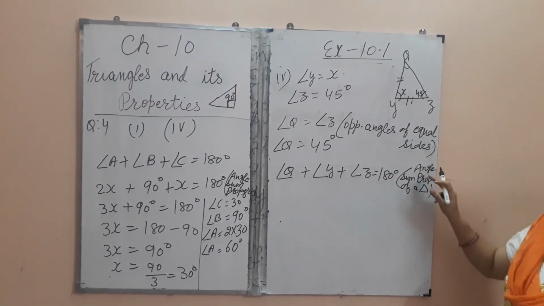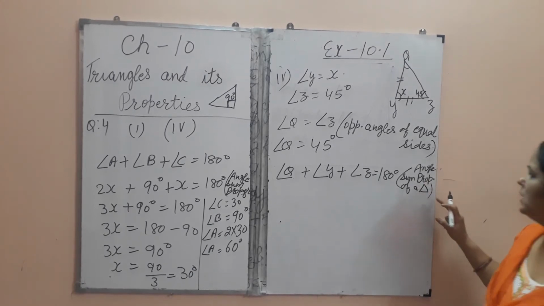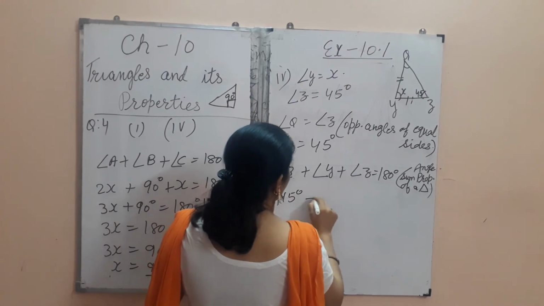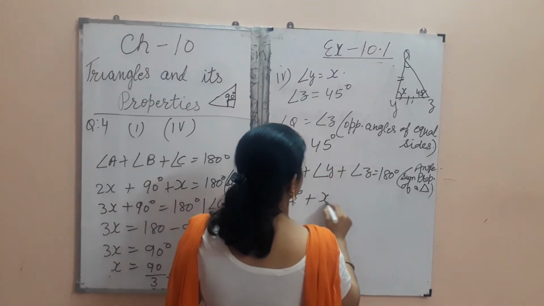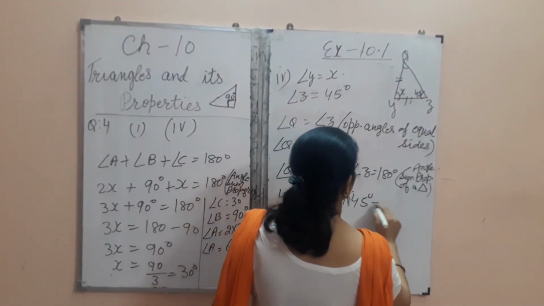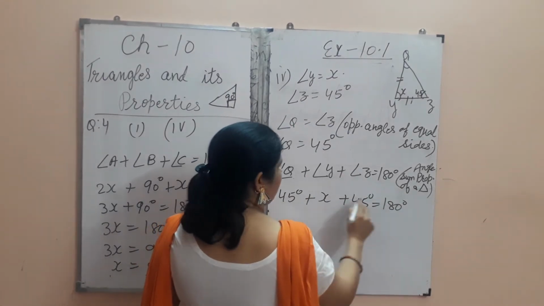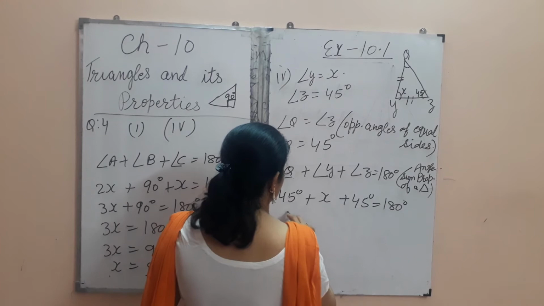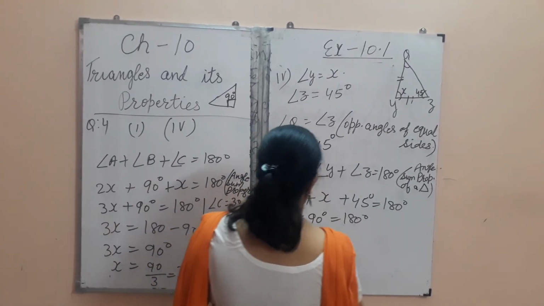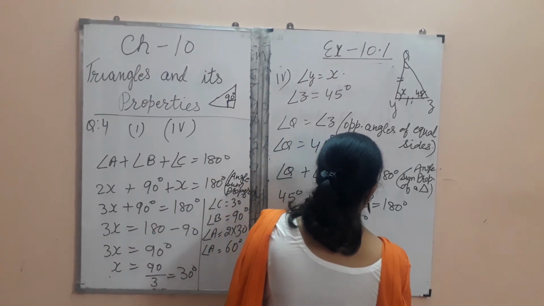Understood? We will write here why these three angles are equal to 180 degrees. Angle sum property of a triangle. So angle Q is 45 degrees plus angle Y is X plus angle Z is 45 degrees equals 180 degrees. So 45 plus 45 is 90. So X plus 90 degrees equals 180 degrees. X equals 180 minus 90, which equals 90.